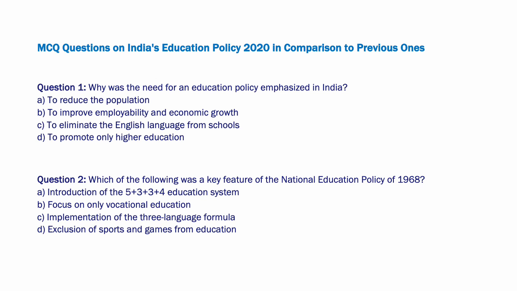Question 2. Which of the following was a key feature of the National Education Policy of 1968? Introduction of the 5+3+3+4 education system, focus on only vocational education, implementation of the 3-language formula, or D, exclusion of sports and games from education.